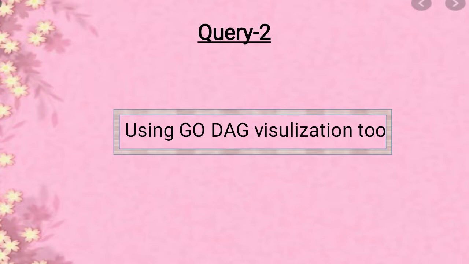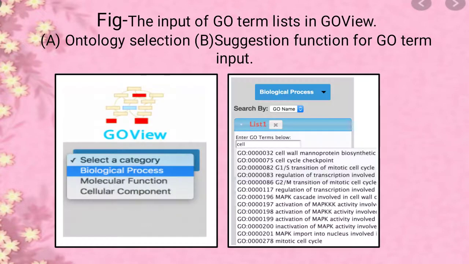This is the second query, which is using the GeoDAG visualization tool of Gestalt. DAG, that is the directed acyclic graph visualization tool, was used for a set of gene ontology terms, which were cell cycle and cell cycle arrest under the biological process category of gene ontology. This is the input section for the geoterm list in the tool. The ontology selection is in section A, selection of the biological process category, and section B shows the suggestion function for geoterm input.